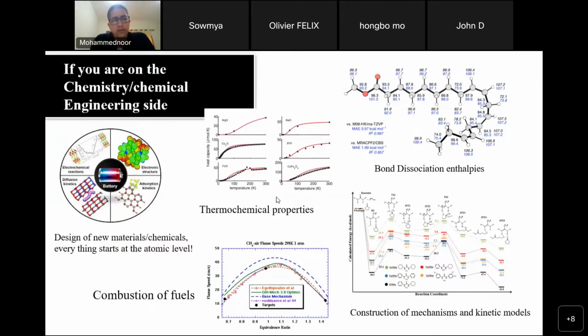So if you are on the chemistry or the chemical engineering side, DFT can be used to understand the combustion chemistry of fuels. We can use it to design new materials. We can use it to construct very complex chemical mechanisms, or to obtain thermochemical properties like the heat capacity, or the entropy, or the Gibbs free energy, and so on.